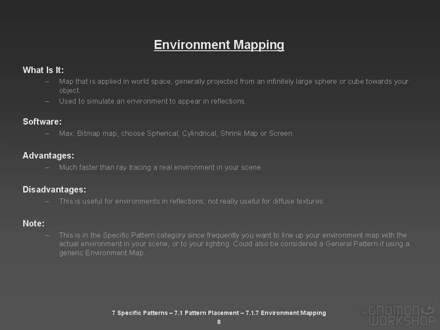And then the disadvantage is that this is really only useful for environments and reflections. So there isn't a lot of other applications. Like you generally wouldn't want to use this in a diffuse texture or for your bump map or something like that. And then a quick note, the reason I'm putting this in here as a specific pattern is because frequently when you're using environment map, you want to line it up to the actual environment in your scene or to the lighting in your scene. But you could also consider environment mapping a general pattern placement method if you're using a very generic environment map.